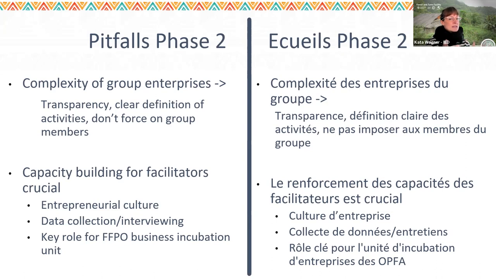So also in these kinds of setups, it needs to be very clear how benefits are distributed to the group members. What is really important, in whatever form the enterprise or group enterprise is set up, is that there is a clear definition of the activities of the group. Who does what and what do they receive in return? So it's very important to define the objectives of the group and each activity. And this needs to be clear from the beginning.